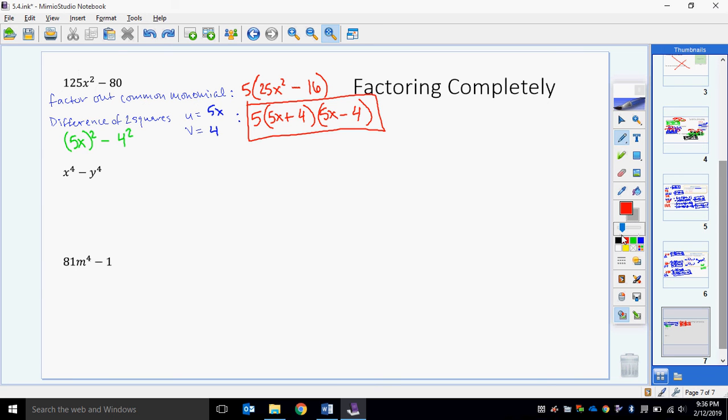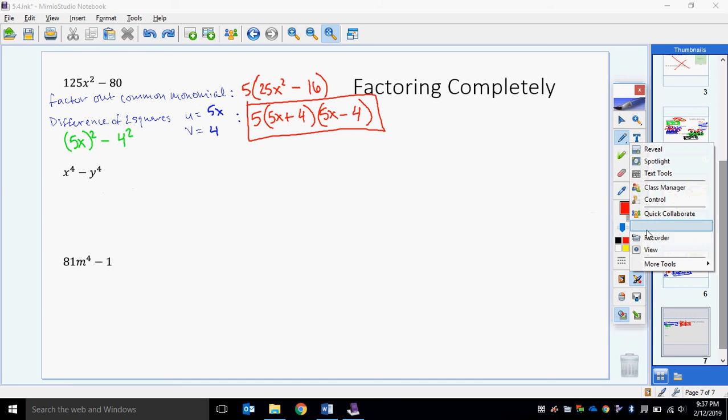Okay, let's look at the next one. X to the fourth minus y to the fourth. Now I have a difference here. I don't have any monomial in common. I can't take out an x because there's not an x in the y. I can't take out a y because there's not a y with the x. There's nothing I can pull out that's in common. So I want to look for a difference of two squares or a difference of cubes. Well, what we have here is a difference of two squares.